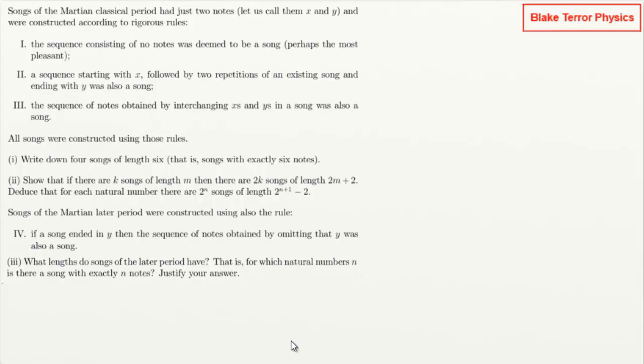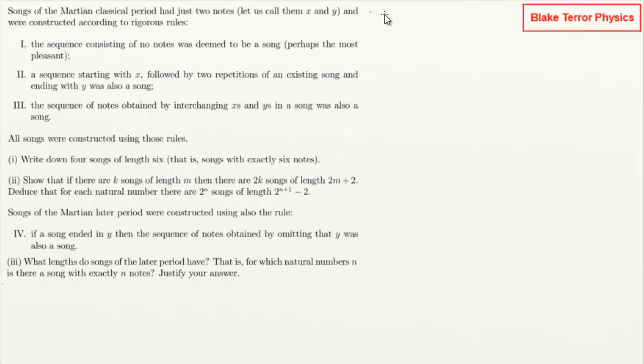Right, so we start with a period of silence. The way we make things longer is by bracketing an X at the start and a Y at the end, and then we can swap around X's and Y's. And then when we go up to the next one, we have to double the song. Okay, fair enough. Write down 4 songs of length 6, that is songs with exactly 6 notes.